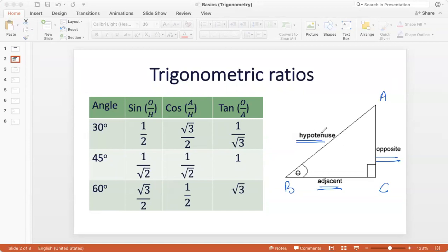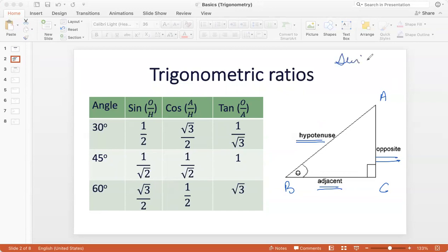So the first thing to do is to choose the hypotenuse, that's the side opposite 90 degrees. And then from the remaining two sides, the one opposite to the angle we are looking at is the opposite side, and the one connected to the angle is the adjacent side.